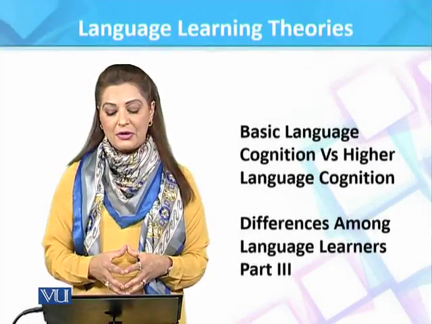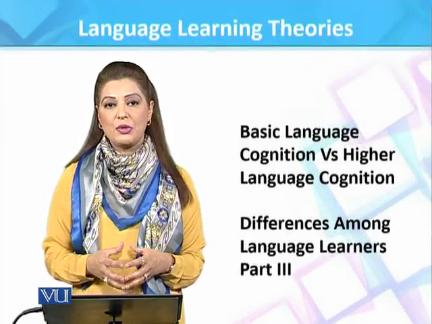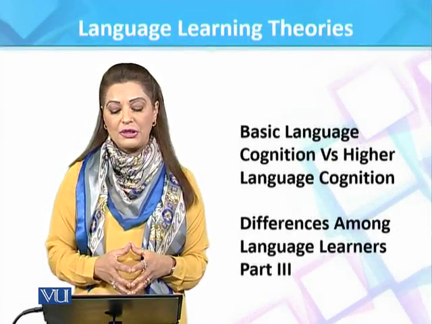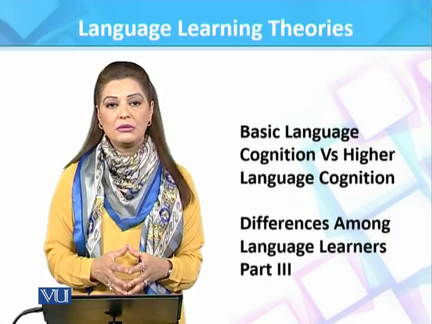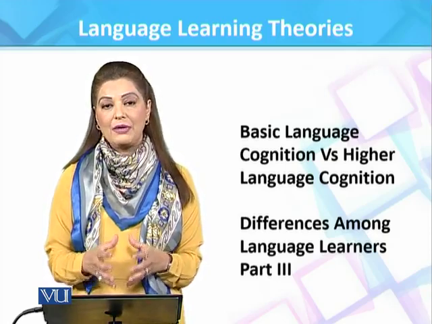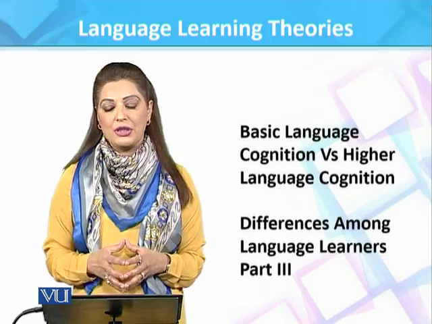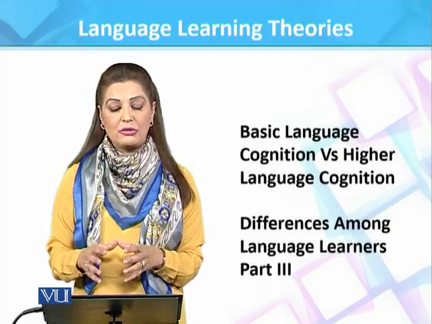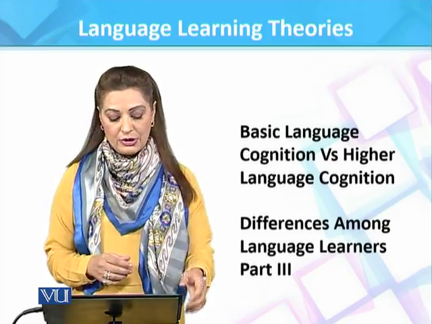We will discuss now differences among language learners under basic language cognition versus higher language cognition. We have already discussed that basic language cognition is common to all first language learners, and higher language cognition, which is also known as extended language cognition, is specific to catering to the differences of language learners.